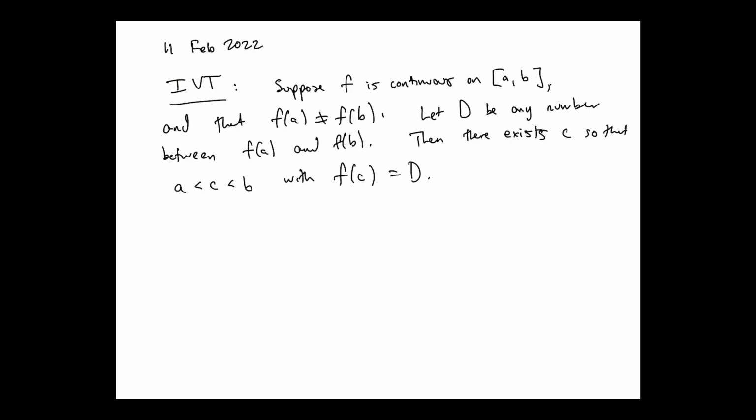Then there has to be a value somewhere in between A and B so that the value of the function at that point, f of little c, is equal to the number that you chose that was in between f of A and f of B. Okay. Now, does that make any sense?